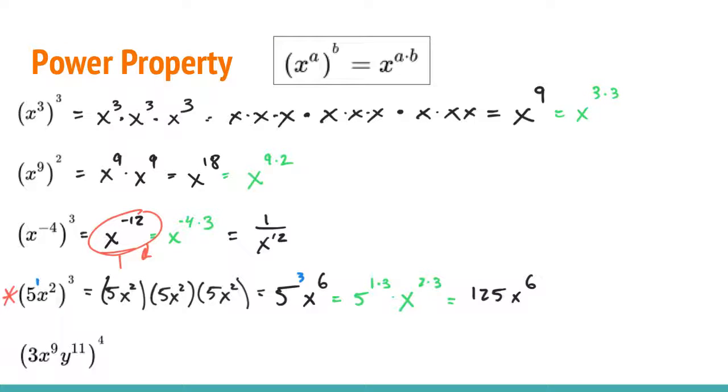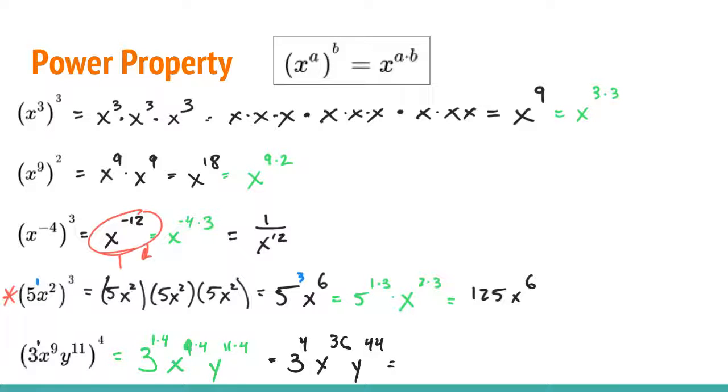And if we finish with our final example here, remember that this power of 3 is really a 1, right? So 3 is not the power, 3 is the base, the exponent is 1. This power of 4 is going to use this power property, where you're going to multiply the 11 times 4, the 9 times 4, and the 1 times 4. So what this is going to turn into, using our property, is 3 to the 1 times 4 times x to the 9 times 4 and y to the 11 times 4. So your final answer would be 3 to the 4th, x to the 36th, and y to the 44th.